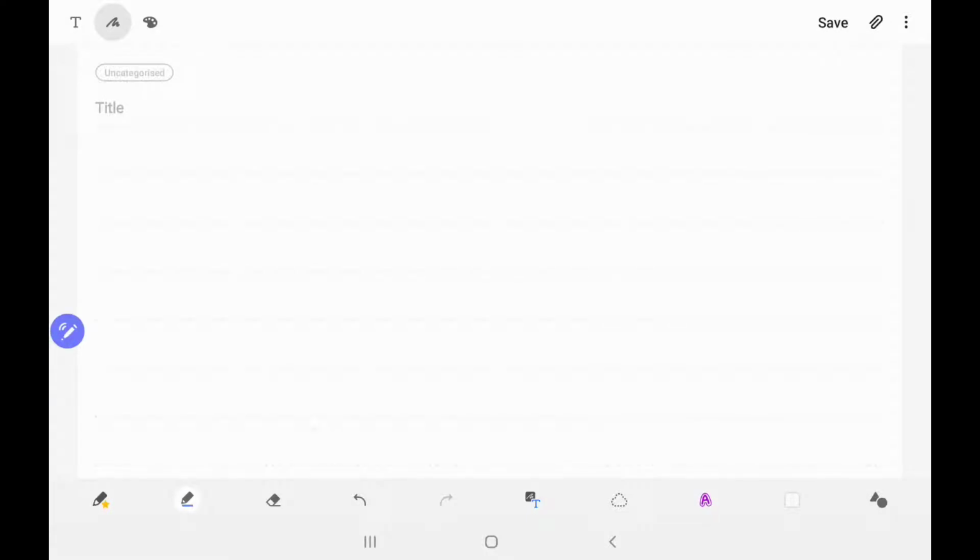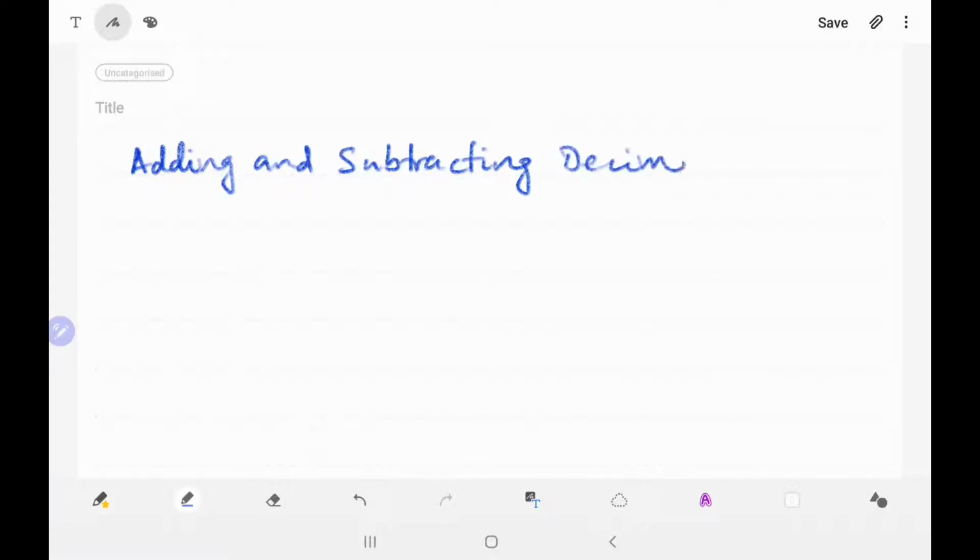So hi Josie, today's lesson is going to be about decimal numbers: adding and subtracting decimal numbers. Okay, so that's the lesson.